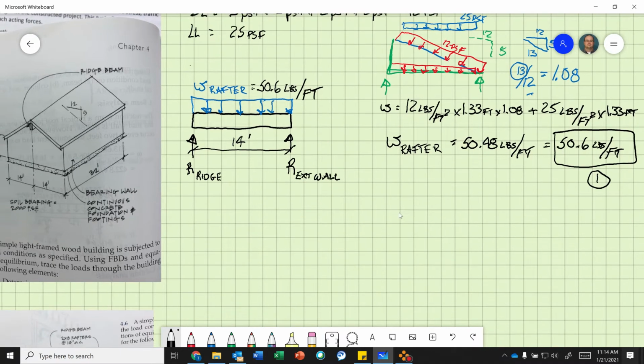Okay, so question 2 is determine load per foot on bearing wall. So I'm looking for bearing. That's why I'm going to leave a little room here.